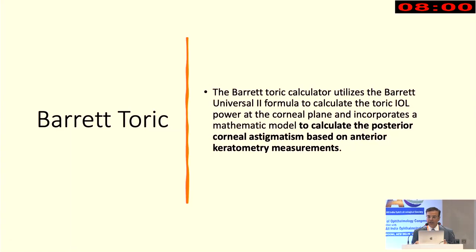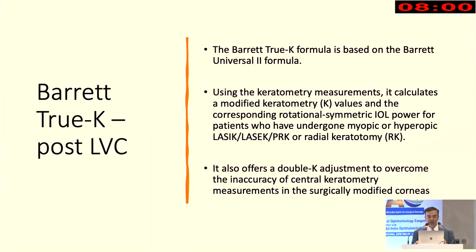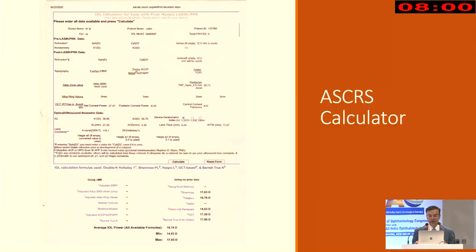So the Barrett's Toric has again changed completely for our toric calculations. On my IOLMaster 700, I basically get measurements from both the Barrett's K formula for the toric calculation, and I also use the Barrett's TK, which takes the posterior corneal astigmatism into account. So you can use either of the two. And then you also have the Barrett's True K post LVC formula, which basically is based on the Barrett Universal 2. Again, I will not go into the depth of how it works, but it is again one of our better formulas for the post-refractive surgeries.